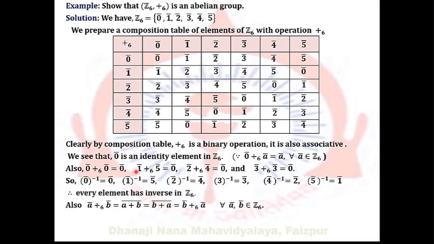Also we have the operation addition modulo 6. So for that, a bar addition modulo 6 b bar is equal to a plus b bar, which is equal to b plus a bar, which is equal to b bar addition modulo 6 a bar, for all a bar and b bar belonging to Z6. So therefore this operation addition modulo 6 is commutative. Hence Z6 with the operation addition modulo 6 is an abelian group.